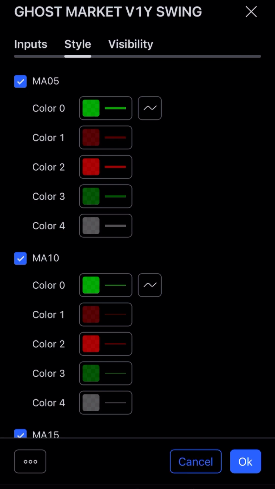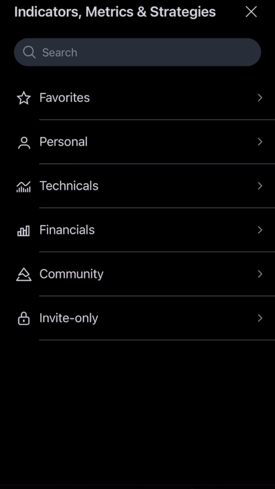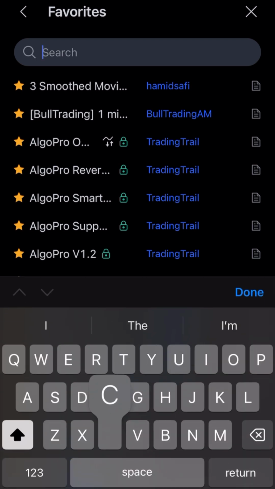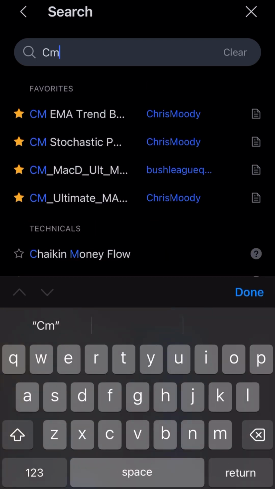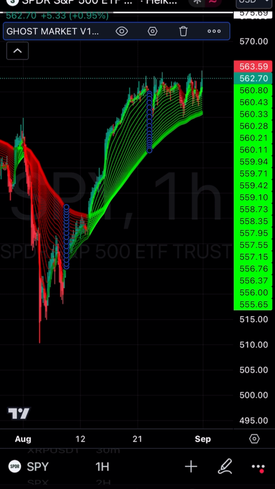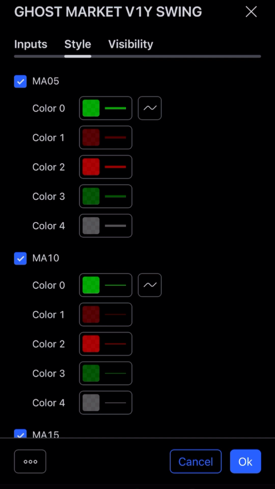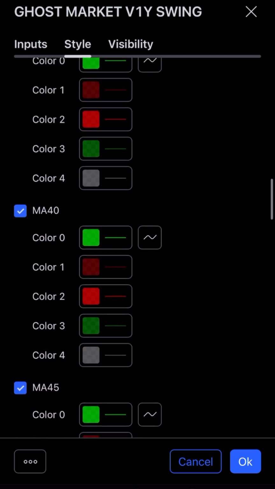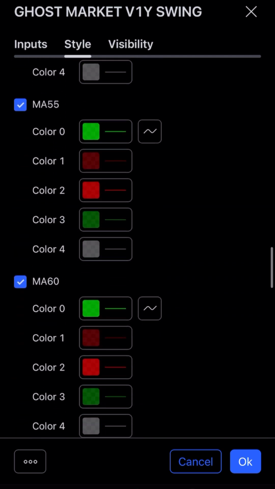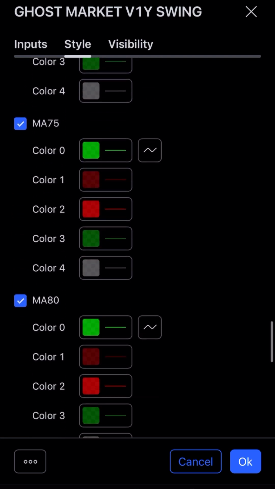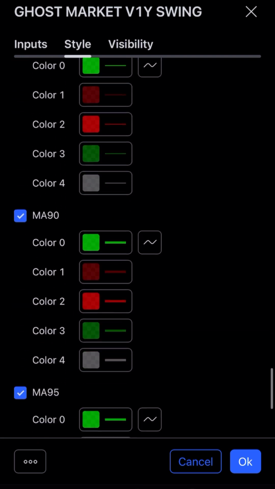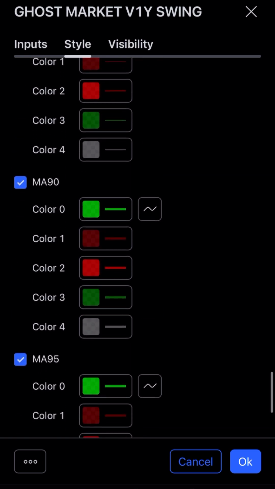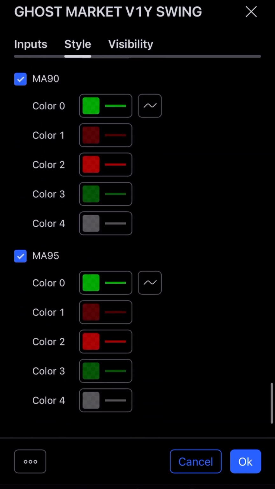So let me show you what you would have to load if you do not want Ghost Market Pro. You go to CME trend bars. You're going to click that, I think it's 19 or 20 times, because you'll need that setup in order to get it looking like this. But let me show you what moving averages you need. You need the 5, 10, 15, 20, 25, 30, 35, 40, 45, 50, 55, 60, 65, 70, 75, 80, 85, 90, 95. So 90 and 95 are the big ones.